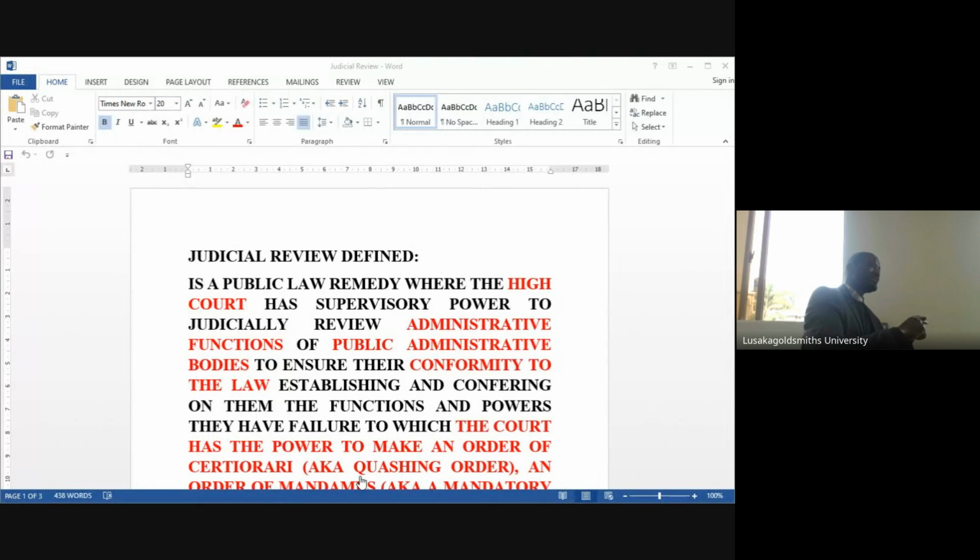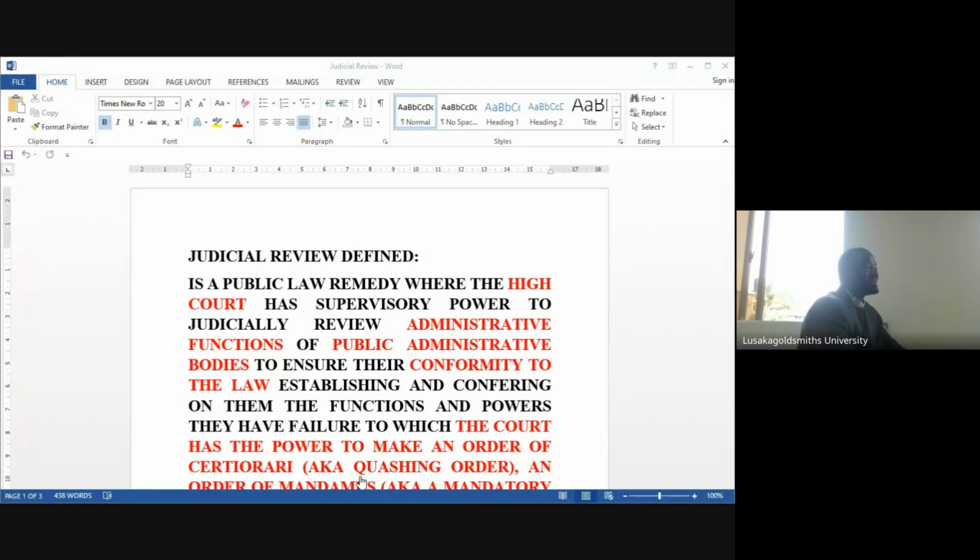So procedural impropriety, therefore, arises by saying that the manner in which a body conducted itself is contrary to the prescribed procedures as provided for in the law that established this body and conferred on this body the functions and the powers that it is required to exercise.